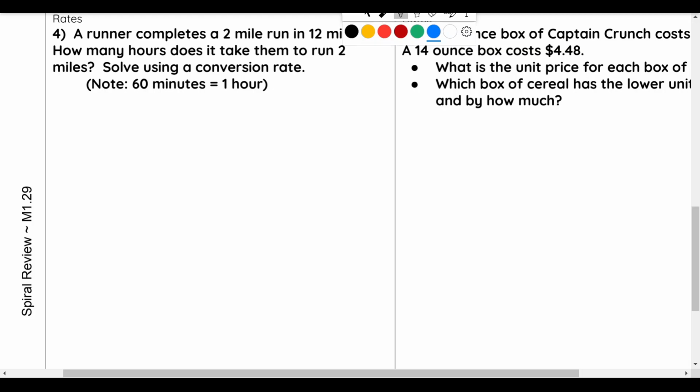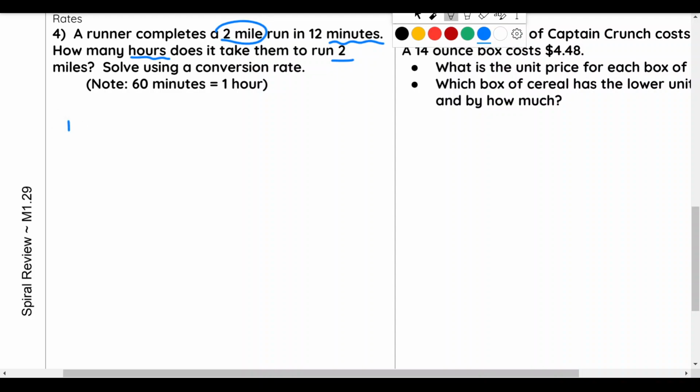A runner completes a 2-mile run in 12 minutes. How many hours does it take them to run 2 miles? Solve using a conversion rate. So I'm turning minutes into hours. So this miles and 2 miles and everything is kind of just a distracting piece of information that I kind of don't need, because I've got 2 miles here and 2 miles here. That's not changing, that stays the same. What's going to change is the minutes into hours.